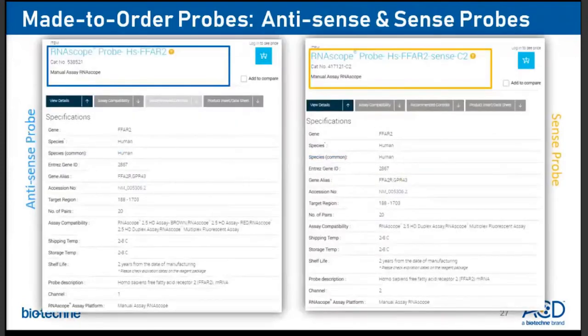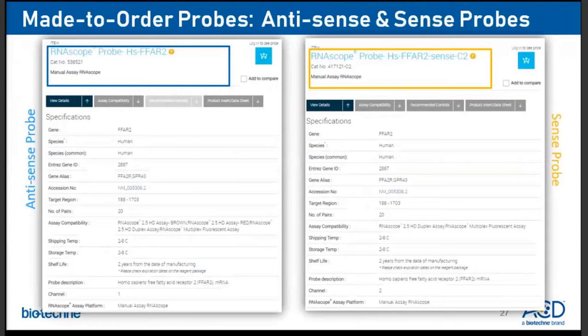So what are the made-to-order probes, and how do you identify these antisense and sense probes? As stated, the antisense probes are standard. These probes will be written as RNAscope probe HS-FFR2. This means that this is a human probe for FFR2 mRNA detection.